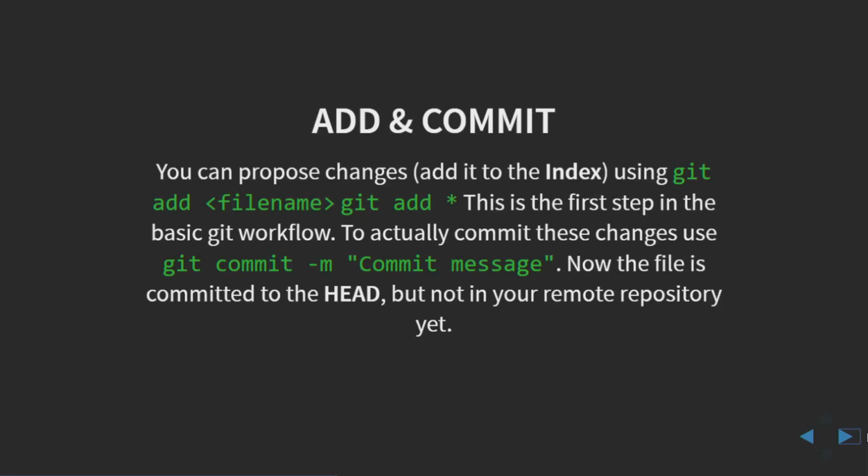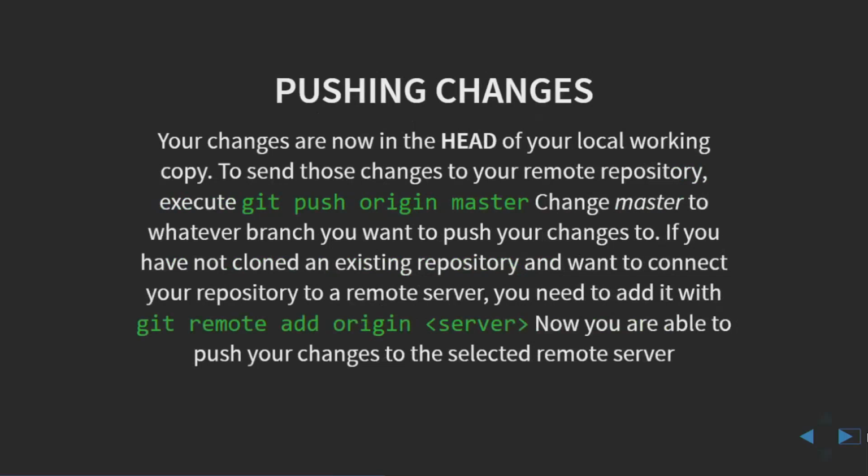So, pushing changes. Now that your changes are in the head, in your local working copy, you can send those changes to the remote or local repository by using a git push command. Git push just accepts a few variables. In this case, it's going to be origin, master. Origin is the remote that you're speaking to, and master is referring to the branch, whichever branch you want to push it to.